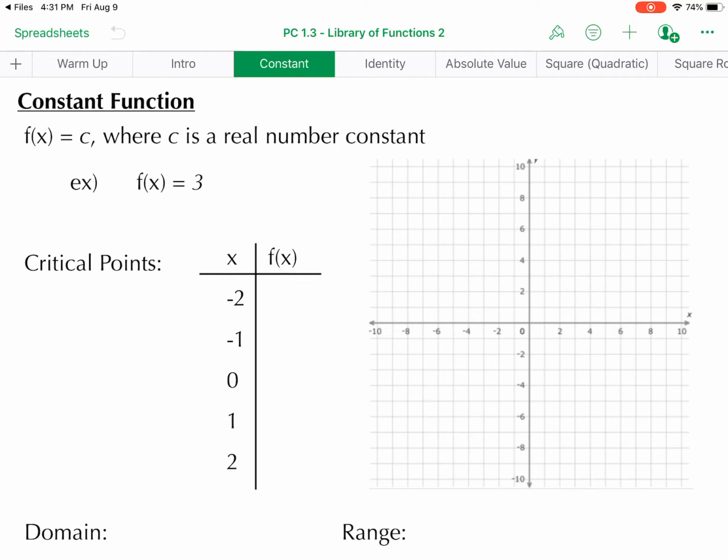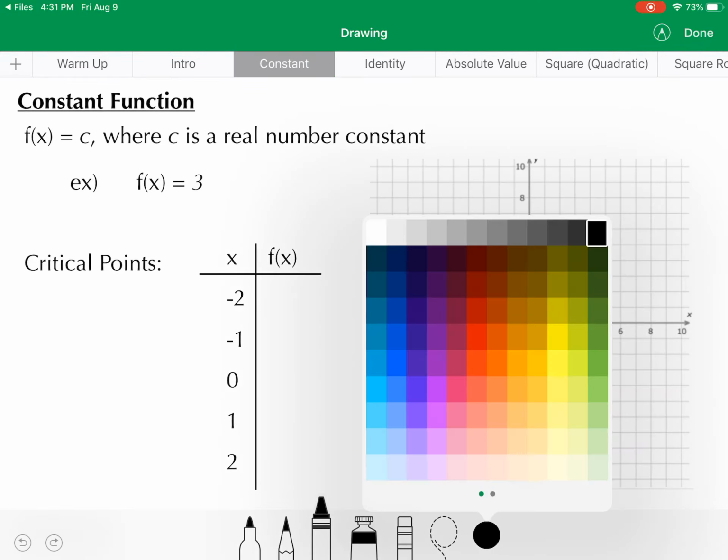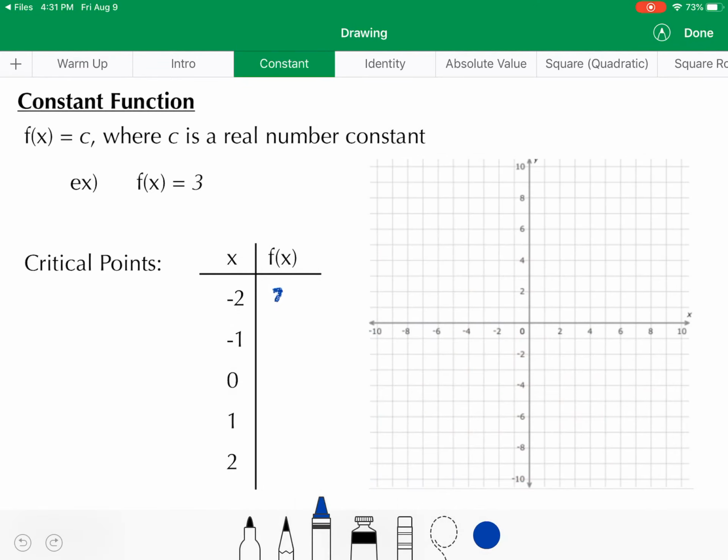Right, now, the reason this is called the constant function is because it does not matter what value you evaluate for x with, the resulting y value is going to remain constant, in this case 3. So f of -2 would equal 3. F of -1 would equal 3. So would f of 0, f of 1, and f of 2. So let's plot all of those points.